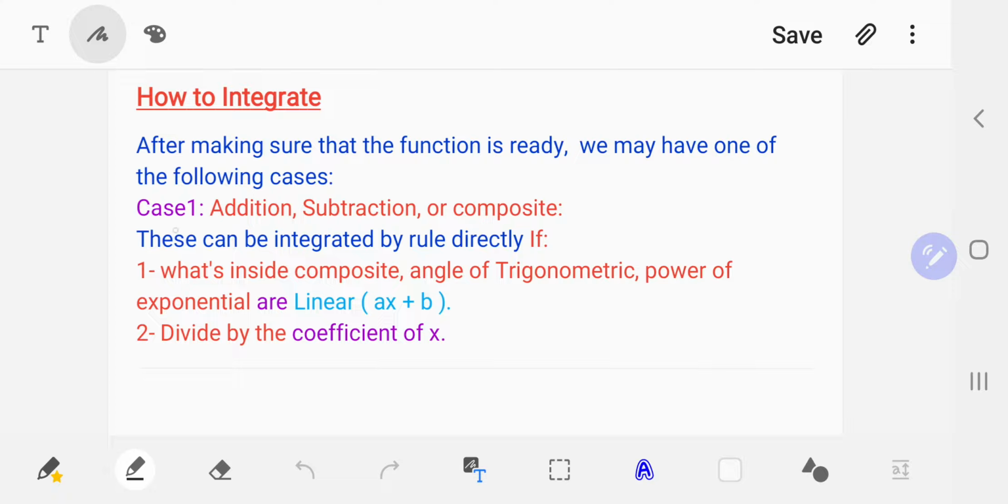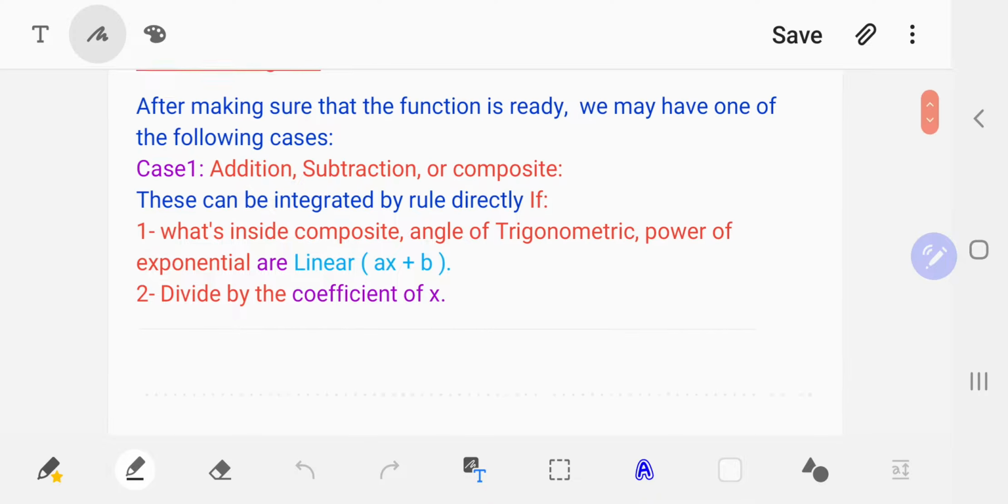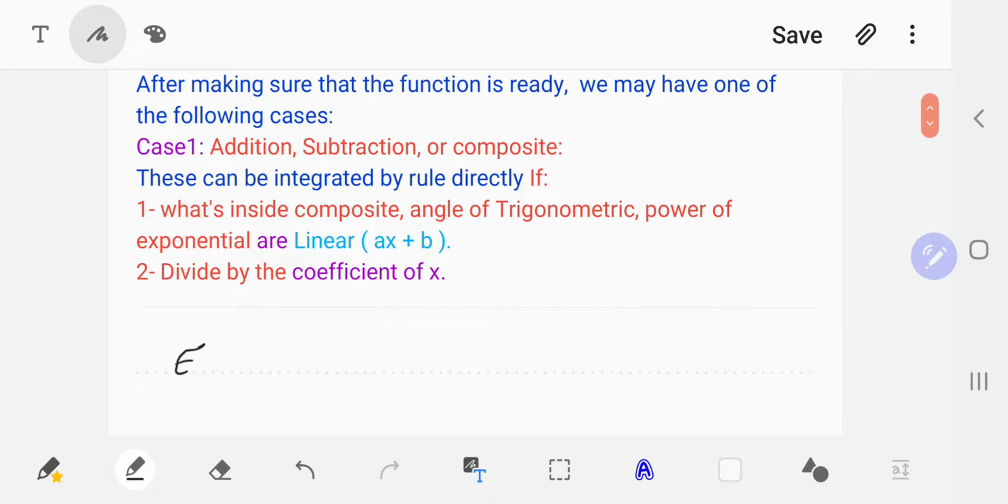Now, I'm going to talk about the first case here: addition, subtraction, and composite. How would I integrate? Actually, you can integrate directly by rules, but under conditions. What are the conditions? First of all, to be able to integrate directly, what's inside the composite, the angle of trigonometric, or the power of exponential function should all be linear. And you have to keep in mind that you should not forget to divide by the coefficient of x. Now, let's have an example and try to apply these things.